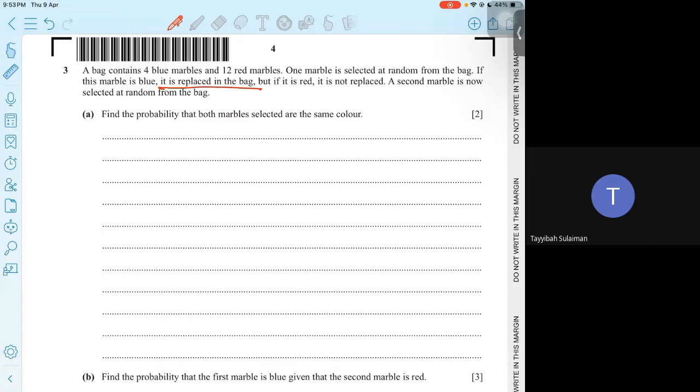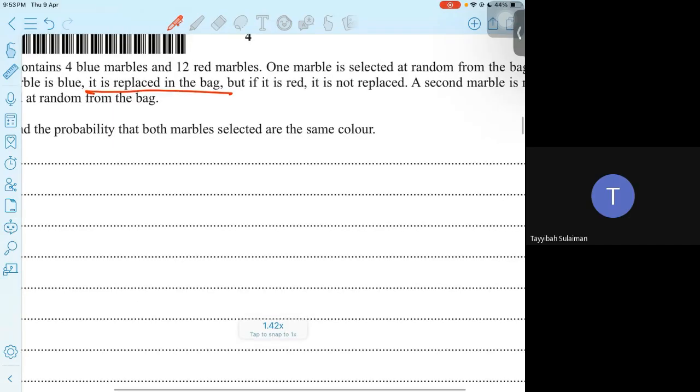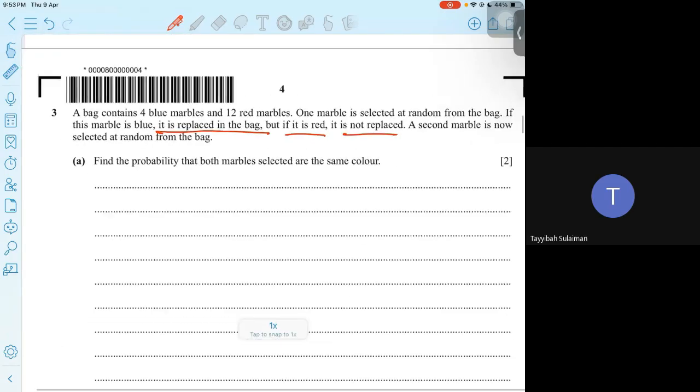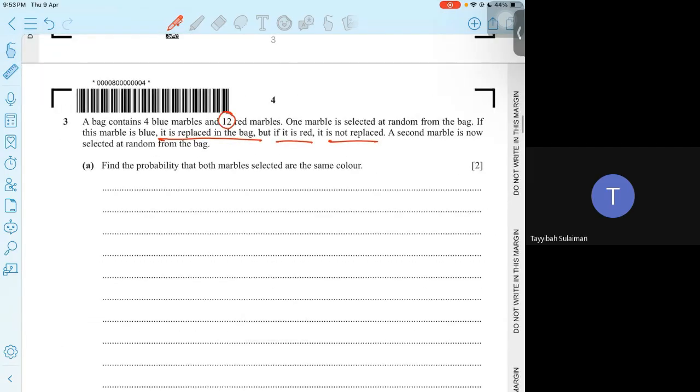Do you know what replace means? Replace means we keep the same thing back in the bag. And if it is red, it is not replaced. That basically means there were 12 red marbles, we take one out and see that it's red, and we keep it outside. We don't keep anything back in the bag. So from 16 marbles, it turns to 15 marbles now. That is how it works. I'll give you guys 3 minutes to attempt this question, then give me the answer in the chat box.